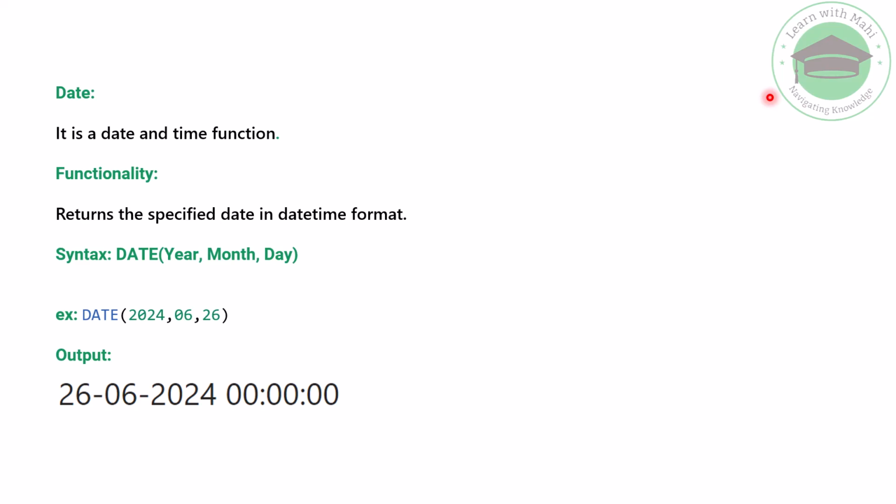Okay. So coming to date, date is a scalar valued function which returns the specified date in the date and time format. The syntax of the date function is it accepts three mandatory arguments: the first one is year, second one is month, third one is day. For example, in this particular example, we can observe that date is accepting three arguments. The first one is 2024, which is the year, 06 is the month, 26 is the day. So the output of this particular function will be in this format.